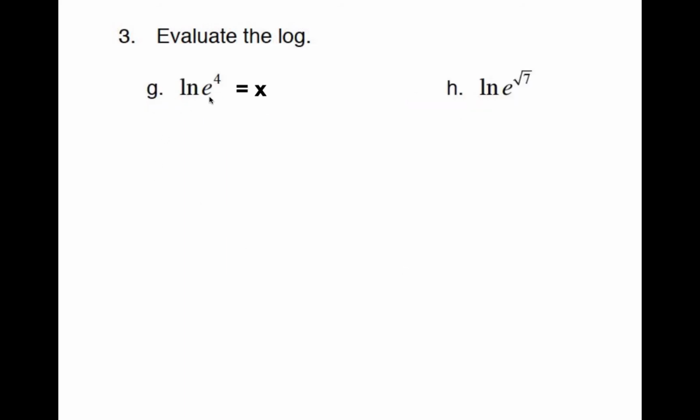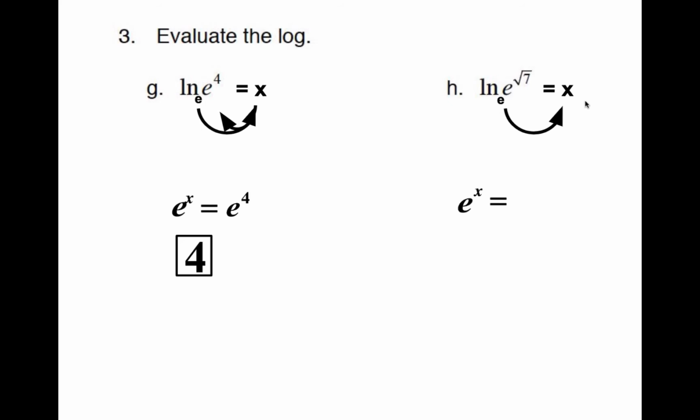For G, we could put it equal to x. This one has a hidden base of e. So e to the x equals, hook back over, e to the 4th. The number that makes that statement true is 4. For H, equals x. Hidden base is e. e to the x equals, hook back over, e to the square root of 7. The number that makes that true is the square root of 7.